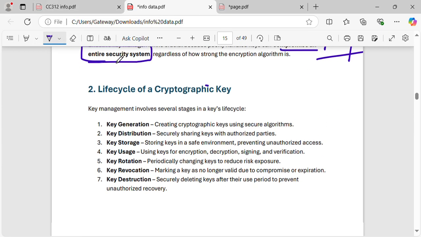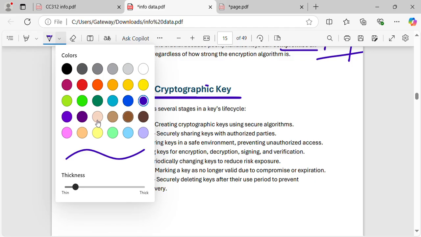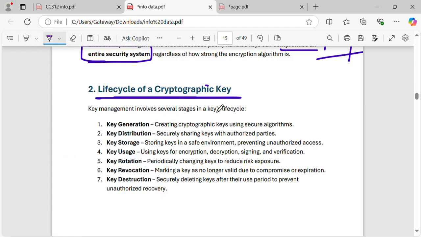Now we have the life cycle of a cryptographic key. First of all, we generate the key, creating cryptographic keys using secure algorithms. Then we do distribution, where we securely share keys with authorized parties. We store the key, storing keys in a safe environment, preventing unauthorized access. Key usage, using keys for encryption, decryption, signing, and verification, as we normally do. Key rotation, periodically changing keys to reduce risk exposure.